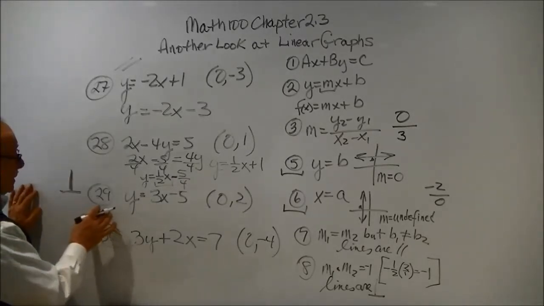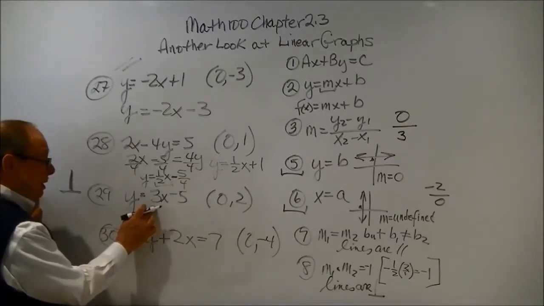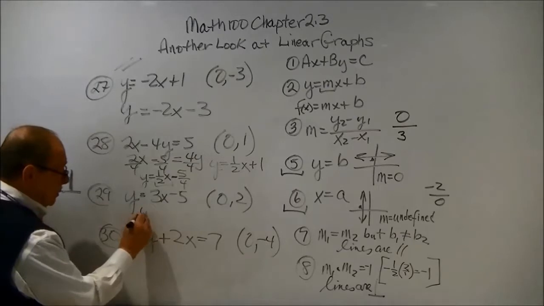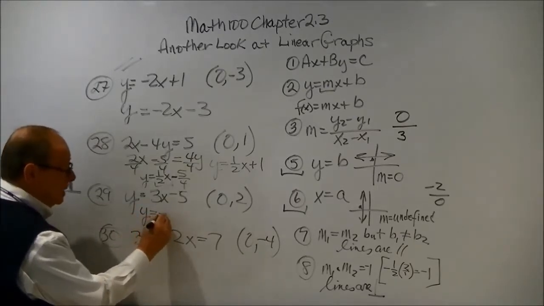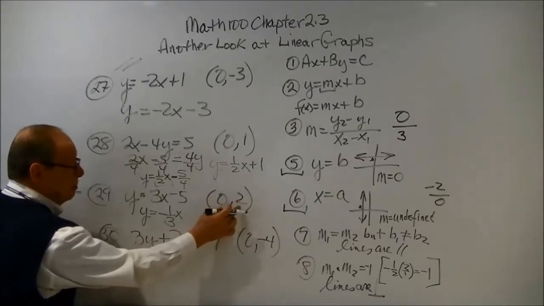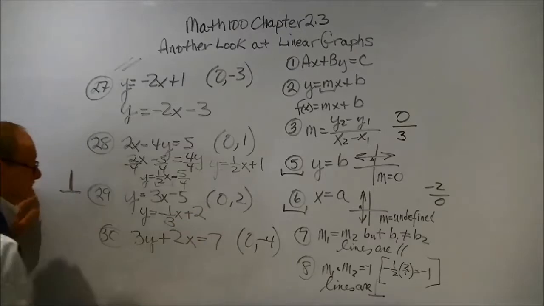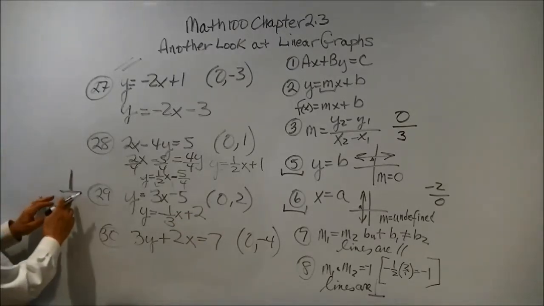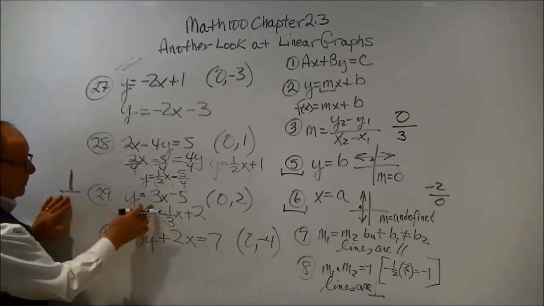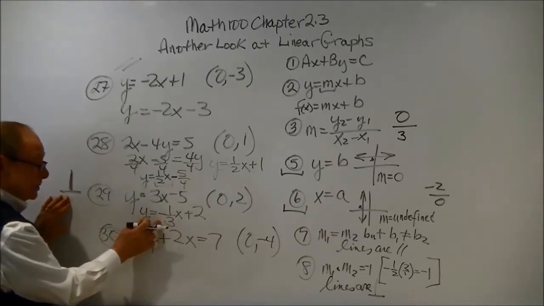Now for these that are perpendicular, I have to have the negative reciprocal of 3, which is y equals negative 1/3 x. And then I'm putting in my new y-intercept, which is 2. So in order for it to be perpendicular, I have to replace the original slope with its negative reciprocal.